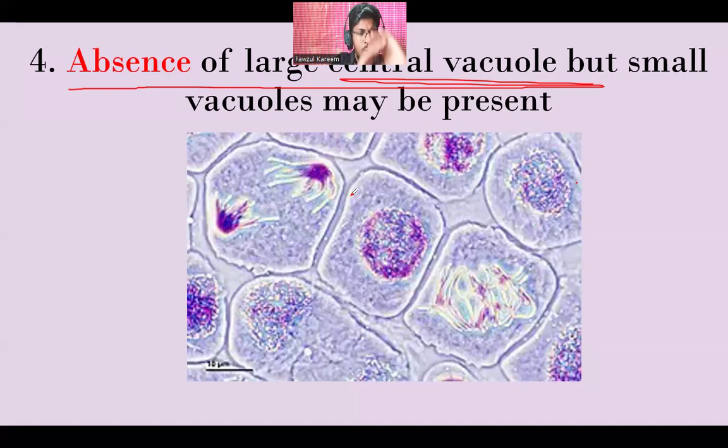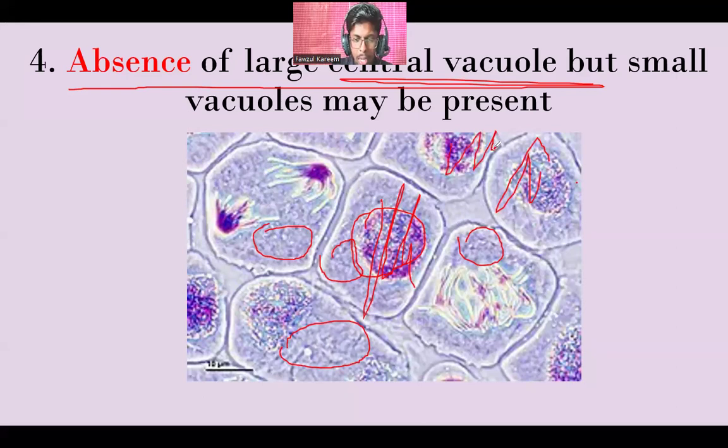There will be no vacuole. Only the nucleus is there. Here the nucleus is there, there is no vacuole like here. If there is a vacuole, it will be like this. So here you can't see any vacuole, only the nucleus. So, absence of large central vacuole.